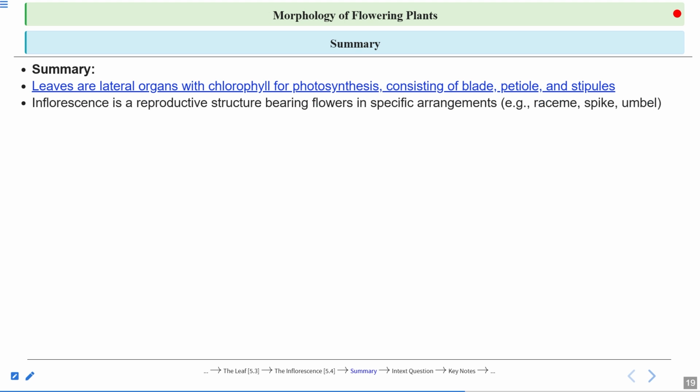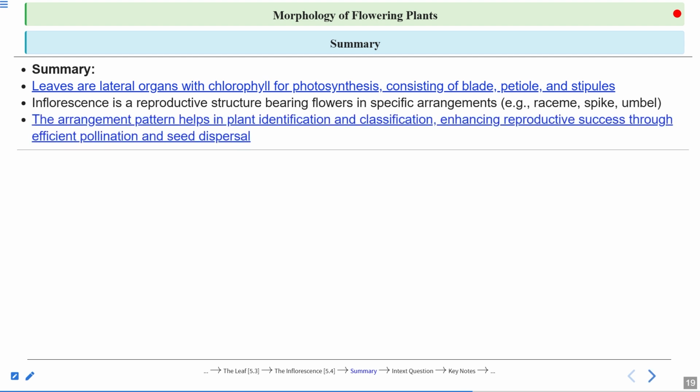Inflorescence is a reproductive structure bearing flowers in specific arrangements. We talked about racemose inflorescence and cymose inflorescence. Some other examples of inflorescence are raceme, spike, and umbel. Clear? Now the arrangement pattern helps in plant identification and classification. So we are talking about the arrangement of the leaves and the arrangement of the flowers. This also helps in the identification and classification of plants.